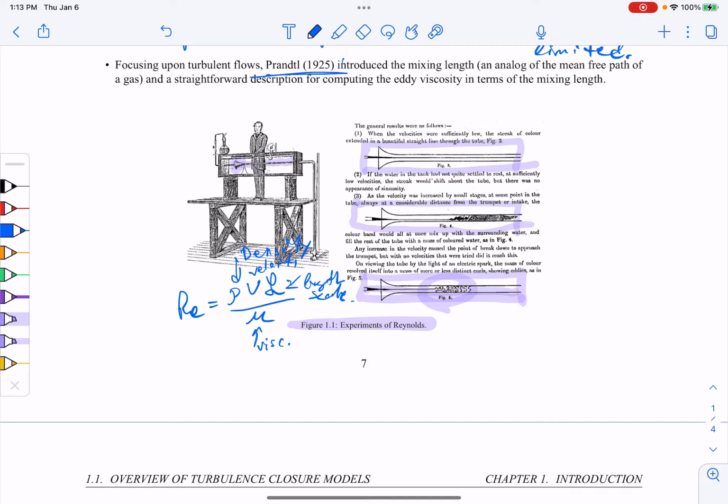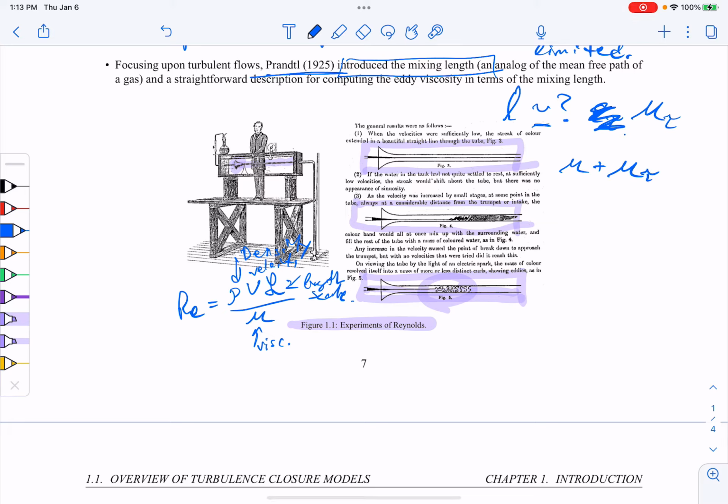And he introduced the idea of this mixing length analogy, in that there's some sort of length scale, L, and it's somehow related to an eddy viscosity. And then you could say, well, let's write it as mu sub tau. And then the total viscosity would be viscosity plus mu sub tau.